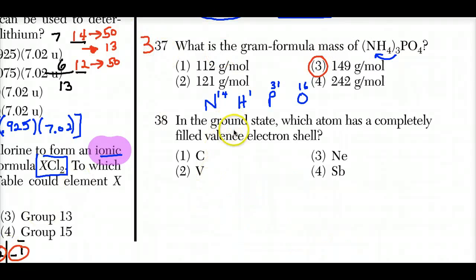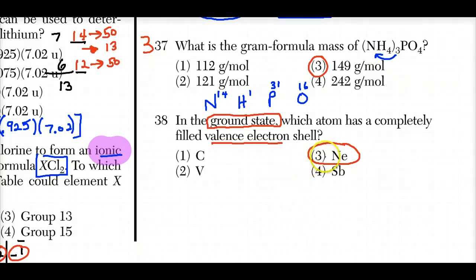Number 38, in the ground state. Now, they're telling you that because they don't want you to confuse excited state, electrons jumping farther away from the nucleus. Which atom has a completely filled valence electron shell? That means it really has no valence electrons because that shell, or that principal energy level that electrons are filling, is filled. And you should know your noble gases have filled valence shells for the most part.